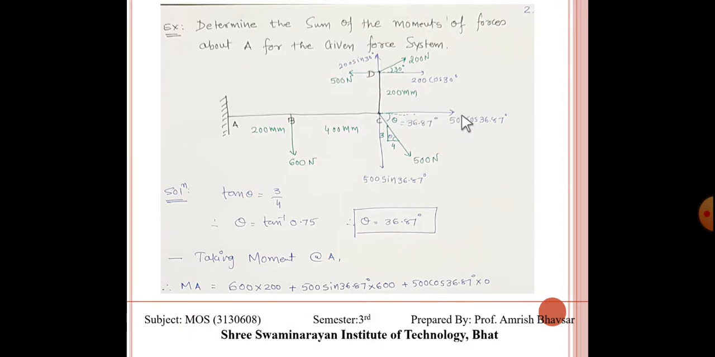This one is not creating a moment because it is acting at the point A. A moment is only produced by force into distance, but here the force is acting at the same point A, so it can't create a moment. Same way, this vertical force will create an anti-clockwise moment, and this 200 cos 30 creates a clockwise moment. So 200 cos 30 into 200 mm, and 200 sin 30 is anti-clockwise, so minus. Here again the 500 is minus.